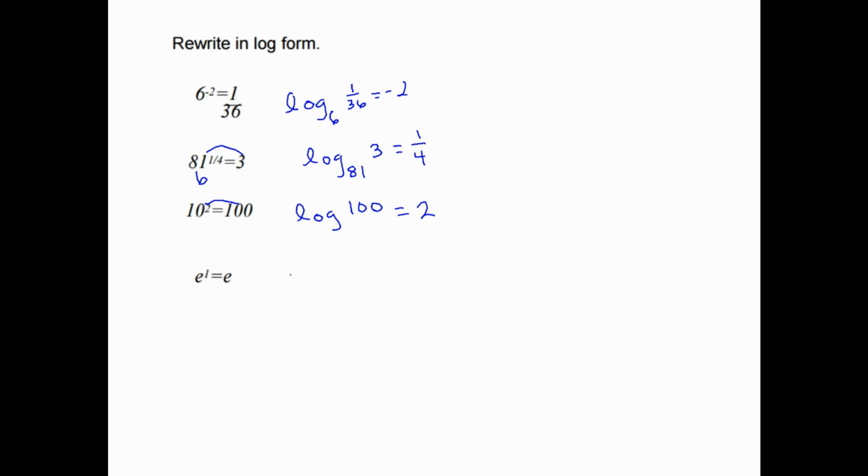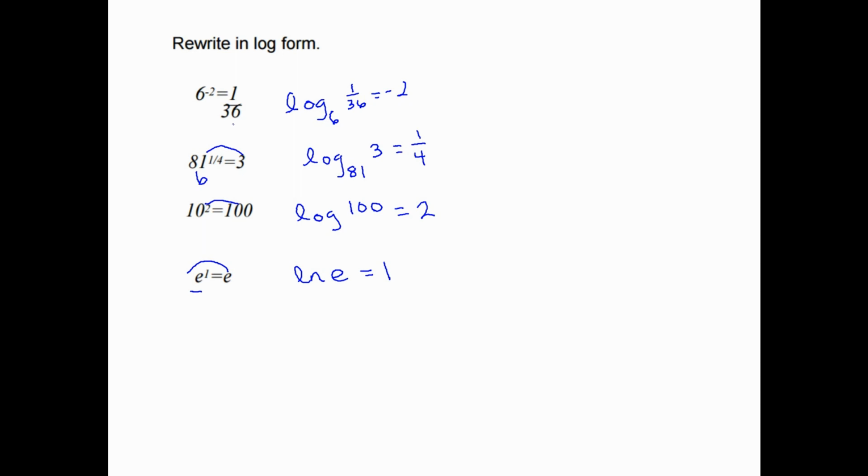And now last, we have e, that's my base, and whenever I have a base of e, that's going to be written as natural log. The e here is going to jump inside, so natural log of e equals the exponent part, which jumps outside, 1. So natural log of e is equal to 1. So that's how we can rewrite these all in log form.